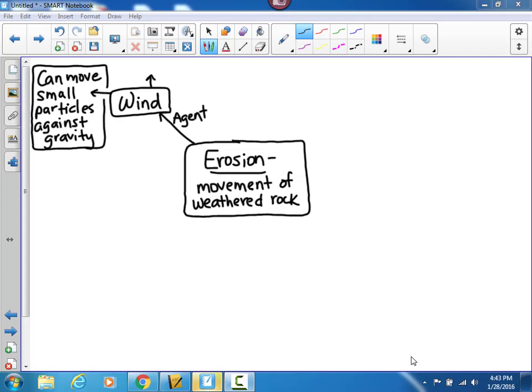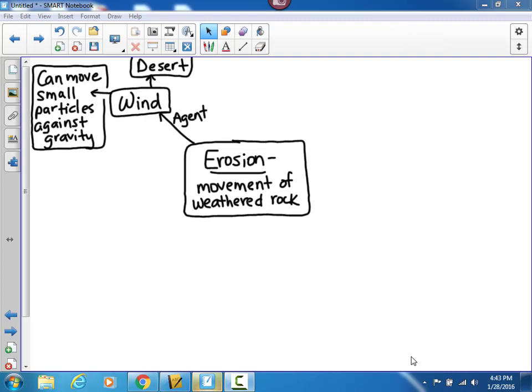Generally though, wind erosion is mostly a problem for environments that are desert-like. They don't have a lot of vegetation to hold the soil down, and so you can get those small particles being picked up and carried away.